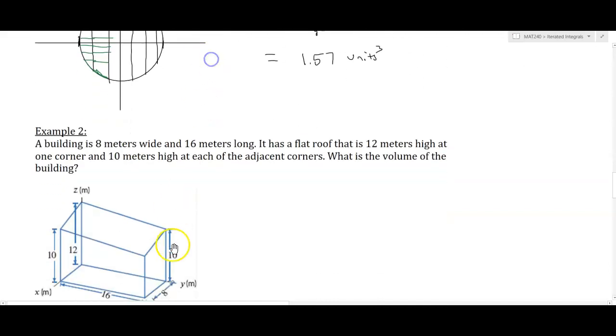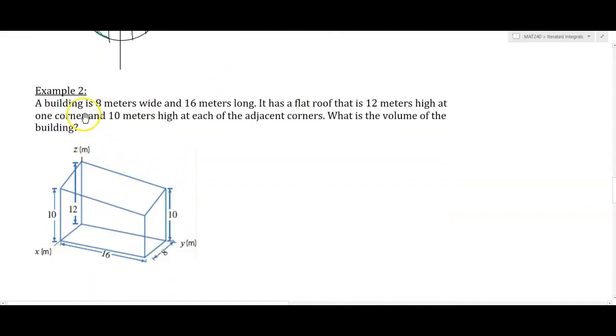So in our next example, here we have a building. It's 8 meters wide, so it's 8 meters this way, and 16 meters long. It has a flat roof that is 12 meters high at one corner, so it's 12 meters high. We'll just put that point on the z-axis, and 10 meters high at each of the adjacent corners. So 10 meters high here and here.